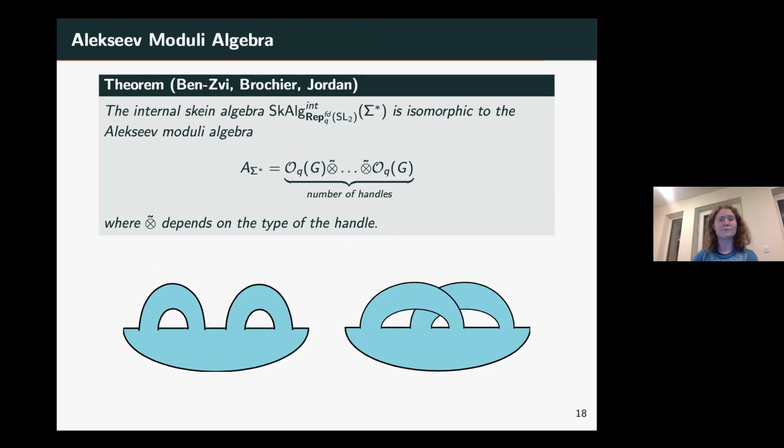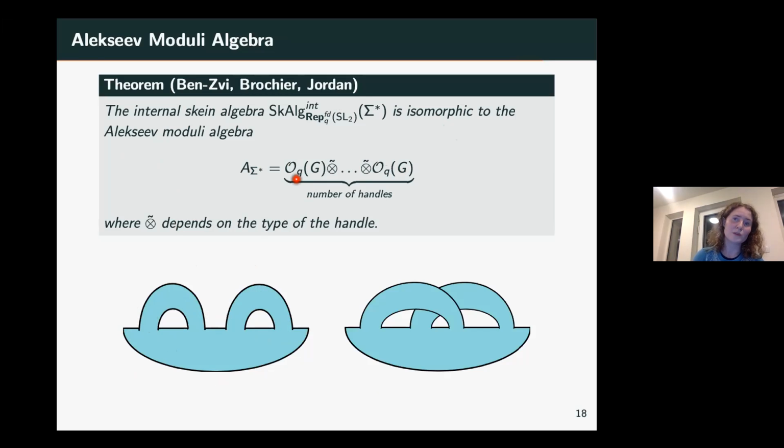And the point is, if you take the internal Skein algebra, you get that it's isomorphic to a number of copies of this reflection equation algebra. So if we take a surface, this surface here on the left is actually the 3-punctured sphere. The first puncture is here, the second puncture here, and then you've also got a puncture around the outside. So this is basically a disk with 2 handles attached to it.